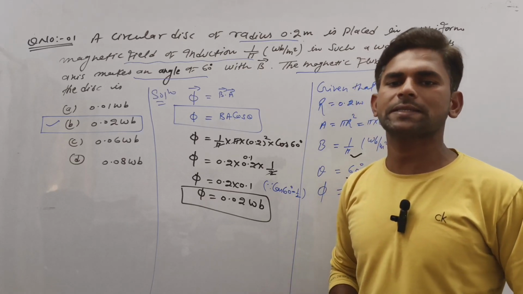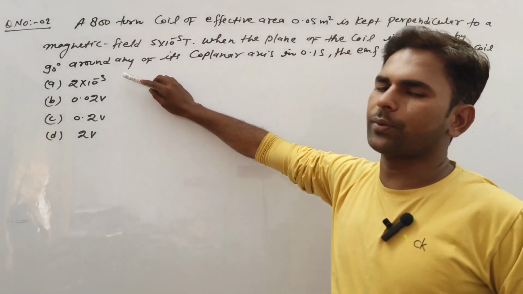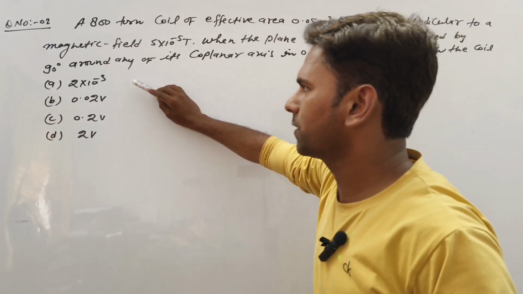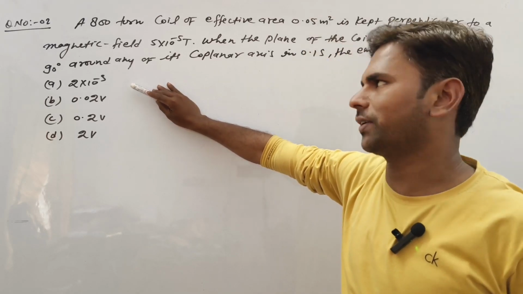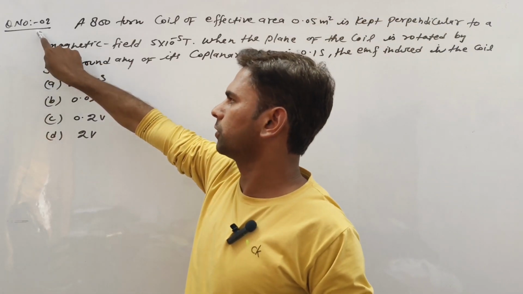Now we are going to discuss the second question. Now we are going to solve question number two from the chapter electromagnetic induction. First we will read this question carefully. After that we can apply the formula and get the answer. Now I am going to read question number two.